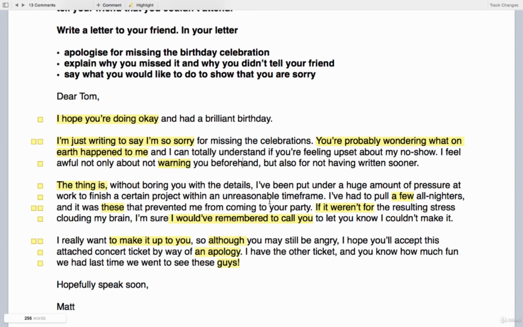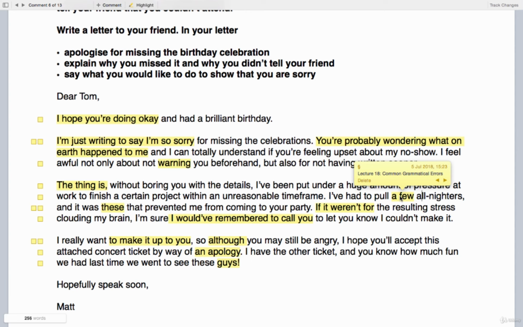I've had to pull a few all-nighters, and it was these that prevented me from coming to your party. Okay, we've got 2 highlighted expressions here. Let's have a look at the a few. The reason that we're looking at this is because this is an instance where a lot of people would make the mistake of dropping the article, and this is a common grammatical error.